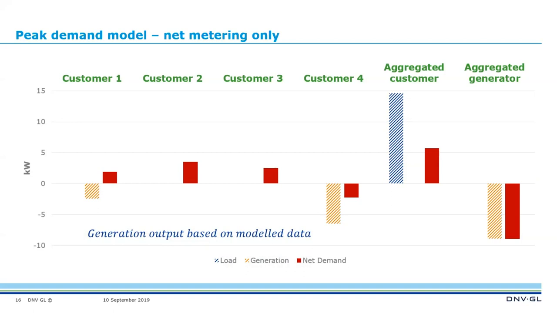So again, the aggregated customer load is net demand plus generation, but we've calculated the generation output by modeling each individual generator, and then aggregating that up to a distribution transformer level, which then allows us to complete the calculation of the aggregated customer load.